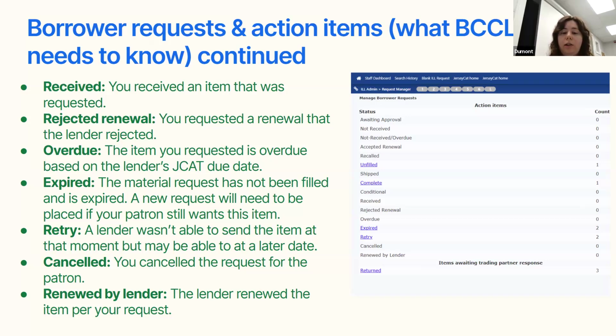Retry means that the lender wasn't able to send the item at that moment, but they may be able to send it at a later date. So they're essentially indicating to you to retry at a later date because maybe that item was checked out when you placed the request, but say in a month it will be returned by their patron, so you can retry the request. Canceled means that you canceled the request for your patron. Renewed by lender means that the lender renewed the item as per your request.